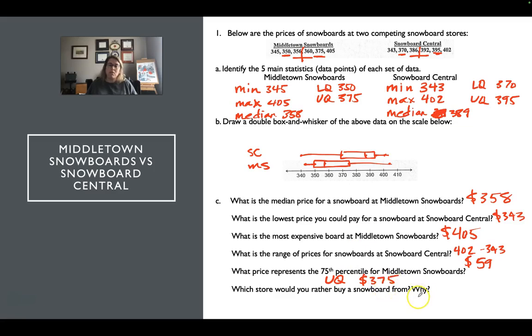Which store would you rather buy a snowboard from, and why? I would choose Middletown because their median price is much lower. If you look, 75% of their boards are less than a 375, while 75% of Snowboard Central's boards are a 370 or higher. So it's cheaper to go to Middletown Snowboards because most of their stuff is going to be below 375.